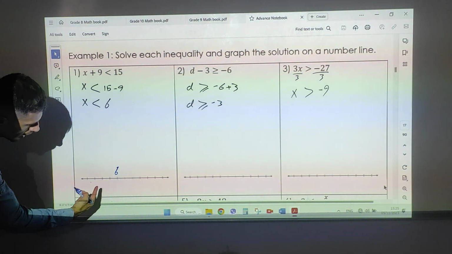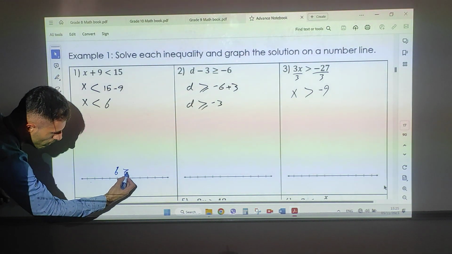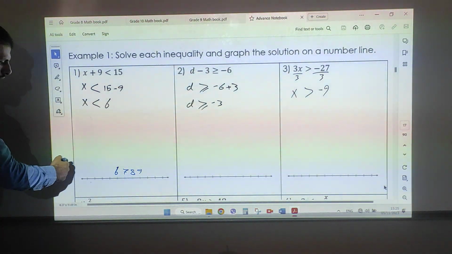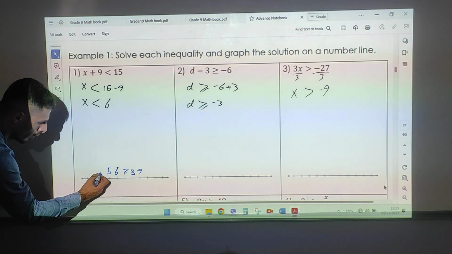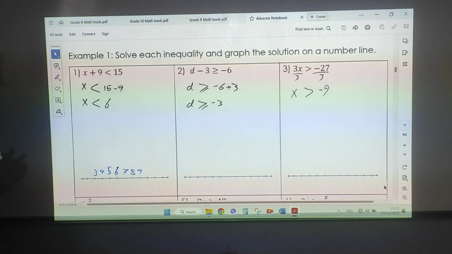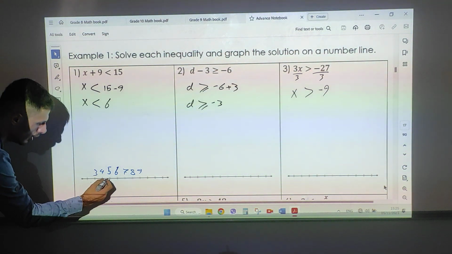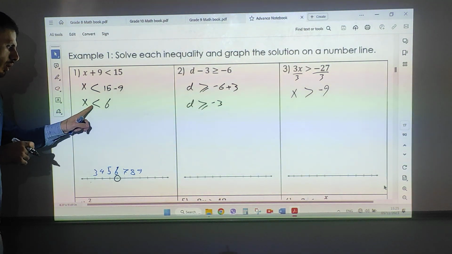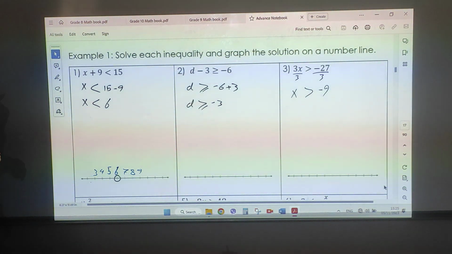The numbers greater than 6, we write 2, 3 numbers: 7, 8, 9. 2, 3 numbers less than 6: 5, 4, 3. It's fine. Now we show the number which is in the result, 6. We don't fill the circle because we don't have the line under the sign. Now we check.